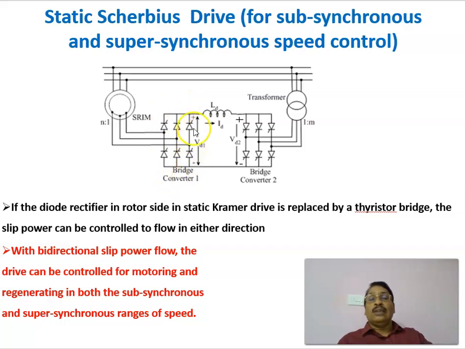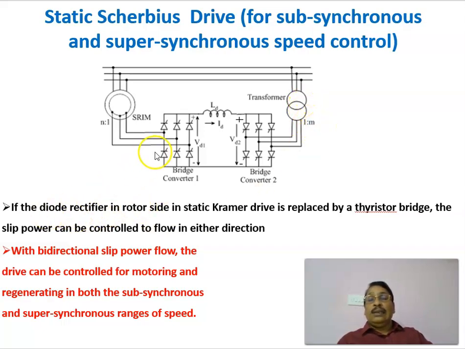That is, converter 1 is a 3-phase controlled rectifier, and this DC output is given to converter 2, and the output of converter 2 is connected to the grid through a transformer. The stator to rotor turns ratio is equal to N, and the transformer ratio from the source side to the converter side is equal to M.